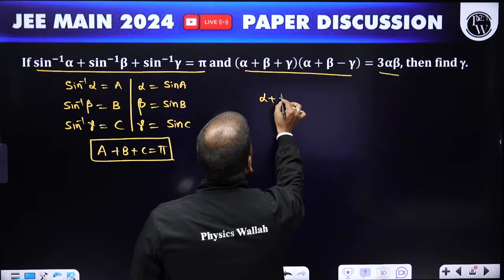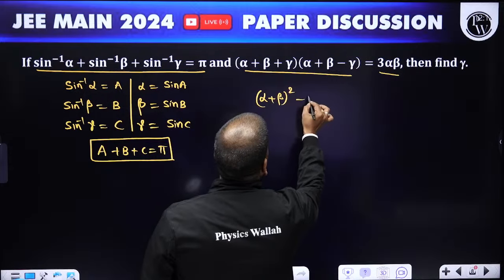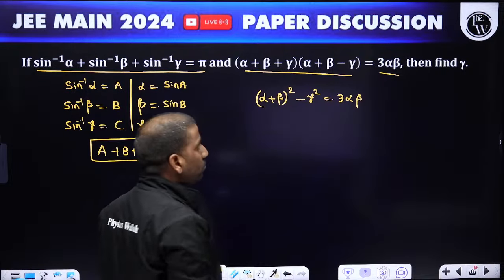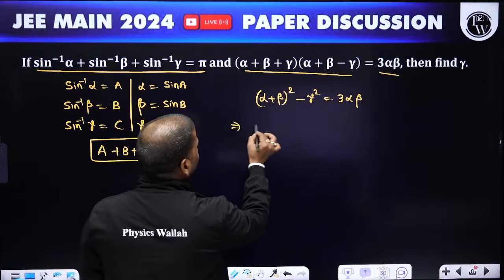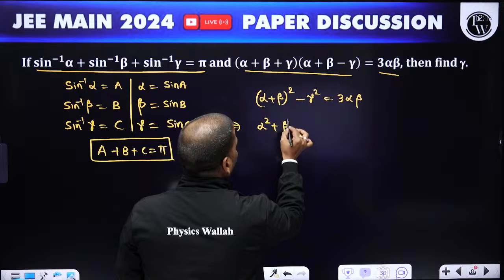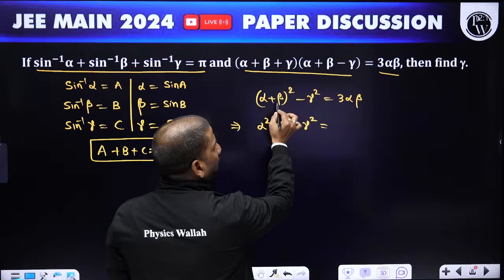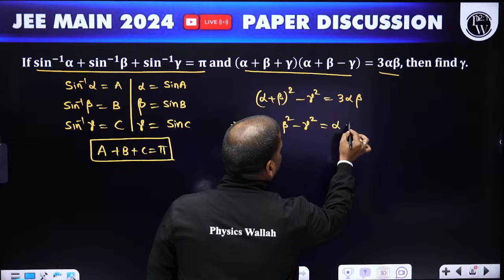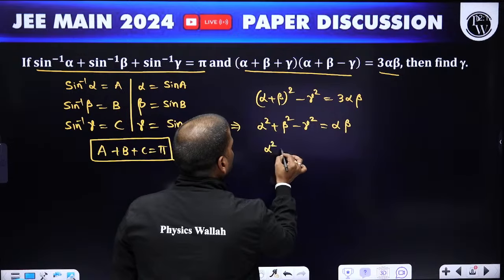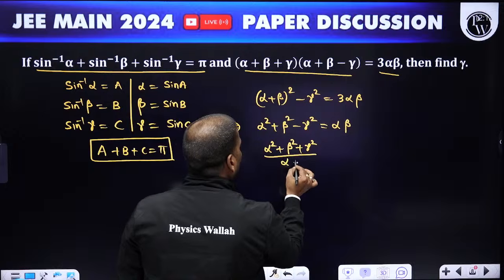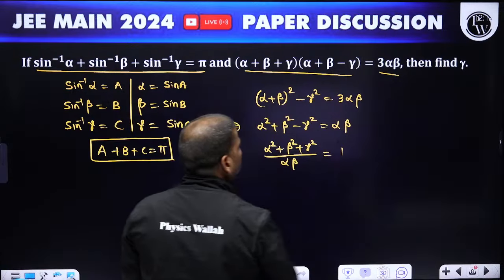Once you observe, this is a given one. I could write alpha plus beta whole square minus gamma square is equal to 3 alpha beta. Afterwards, the simplest method: alpha square plus beta square minus gamma square, here you will get 2 alpha beta. If you send it to the other side, minus 2 alpha beta gives alpha beta. So alpha square plus beta square plus gamma square by alpha beta is equal to 1.